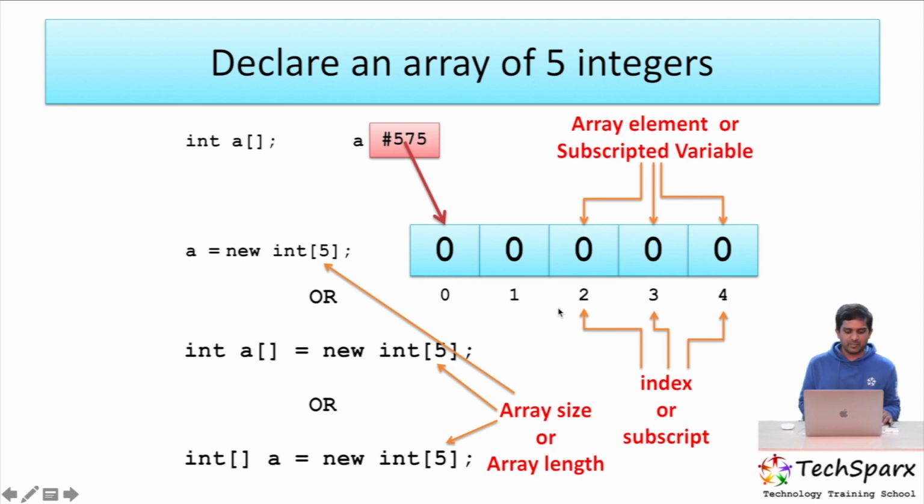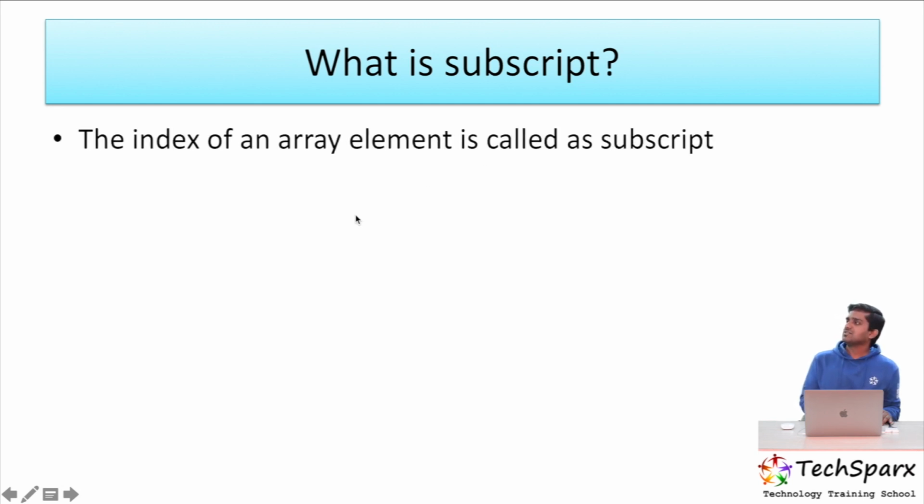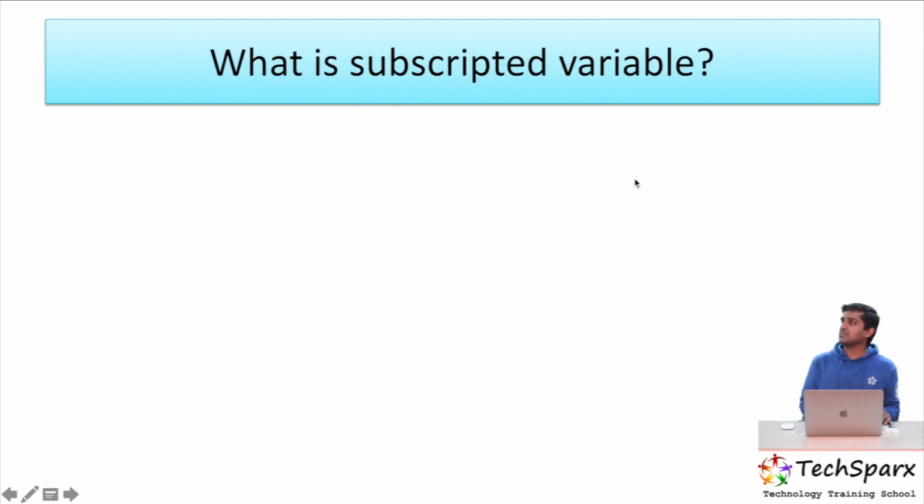One last topic in this, they might ask you a question on what is a subscript and what is a subscripted variable. So let's look into what is a subscript. The index of an array element is called a subscript. So the ground floor, first floor, 0, 1, 2, 3, 4, 5, these are nothing but the index or subscript.